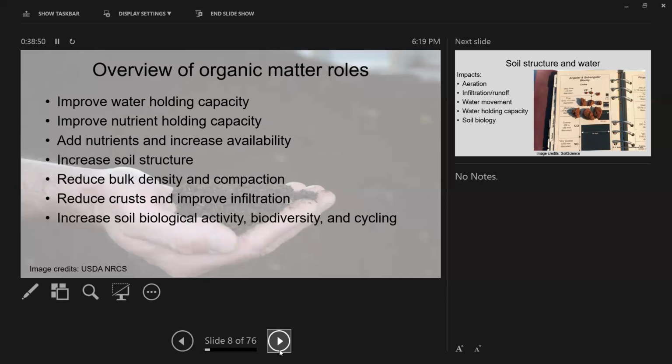It reduces the bulk density and helps with compaction, reduces crusting on the soil, and improves the infiltration of the water as it comes through. And it increases that biological activity that we want to see happening in the soil, that biodiversity and the nutrient cycling.